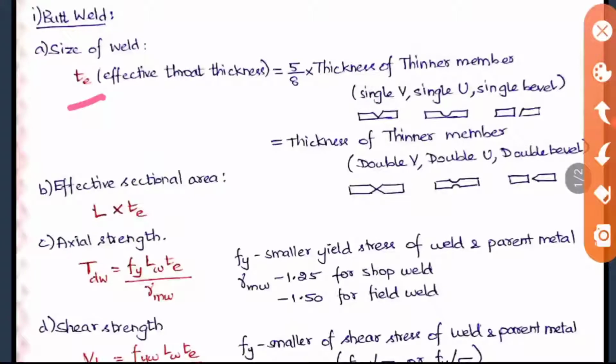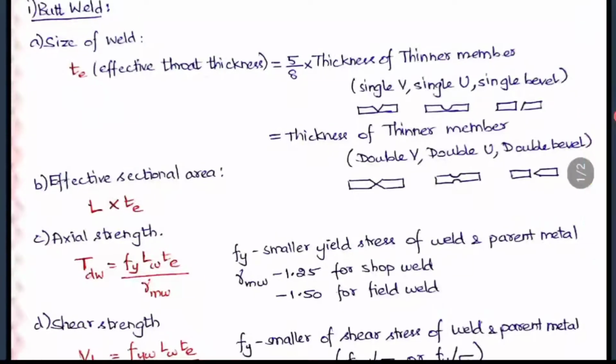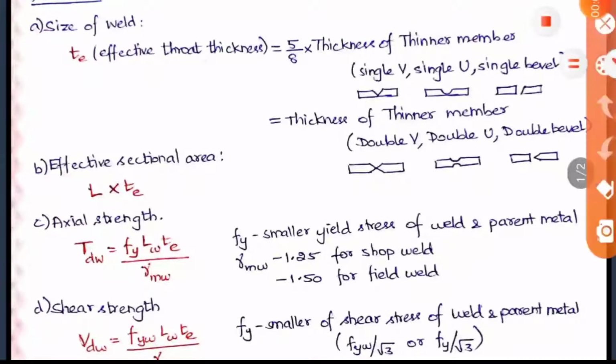Then the effective sectional area is another important point. The sectional area is equal to the length of the weld into the effective throat thickness. And here comes the strength. There are two strengths, axial and shear strength. Normally this butt weld will have a failure along the axial area only. It is denoted as TDW, which equals Fy L TE by gamma MW. F we know is the yield stress. Here you should take the smaller yield stress of the weld and the parent metal.